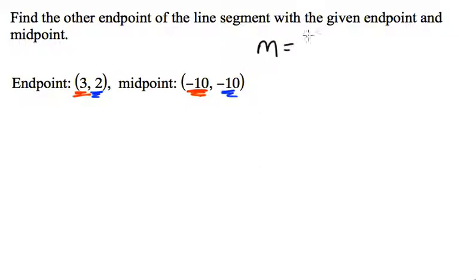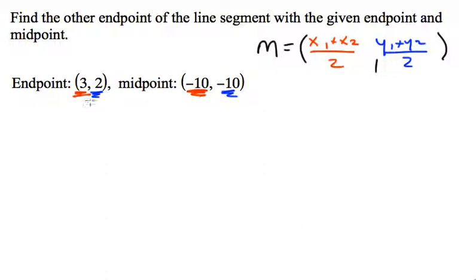The midpoint formula is going to be x1 plus x2, that whole thing over 2, and y1 plus y2, that whole thing over 2. So let's do the x to start with.